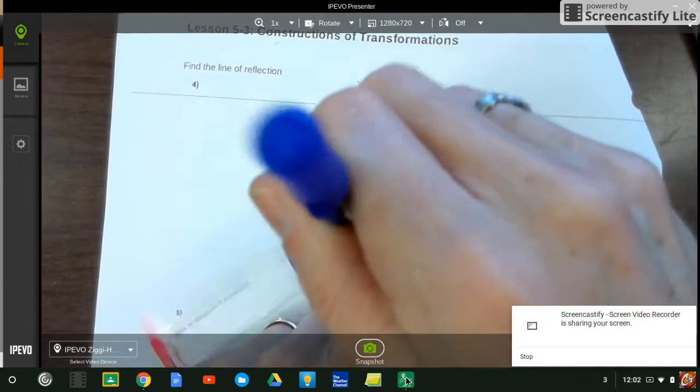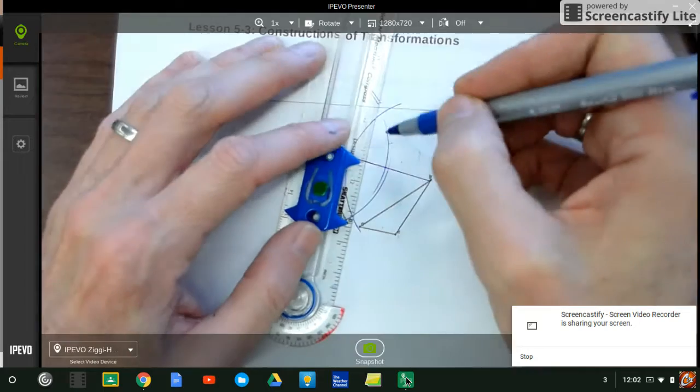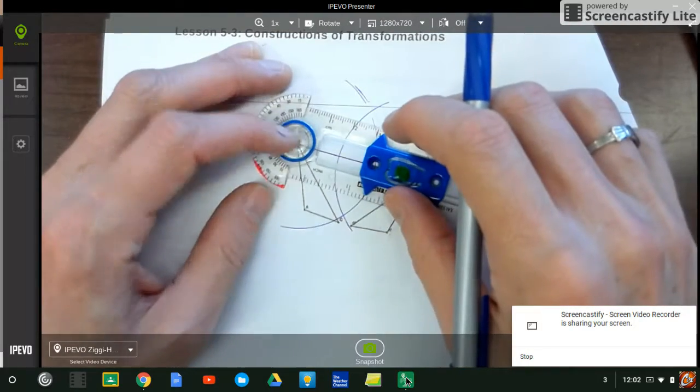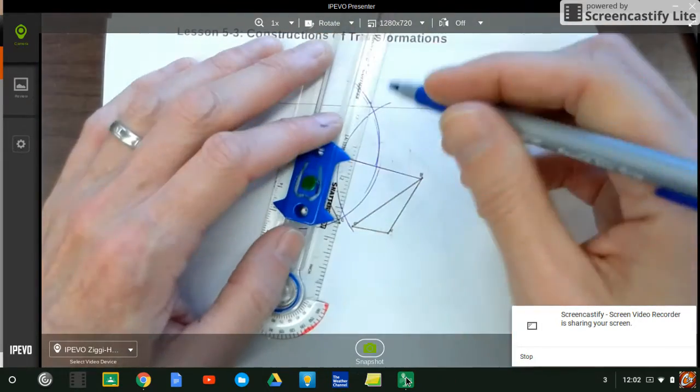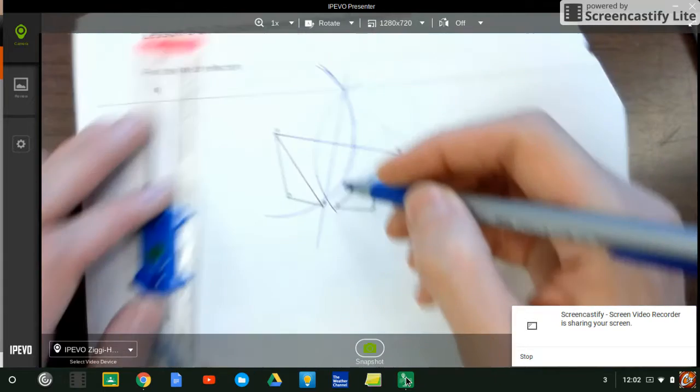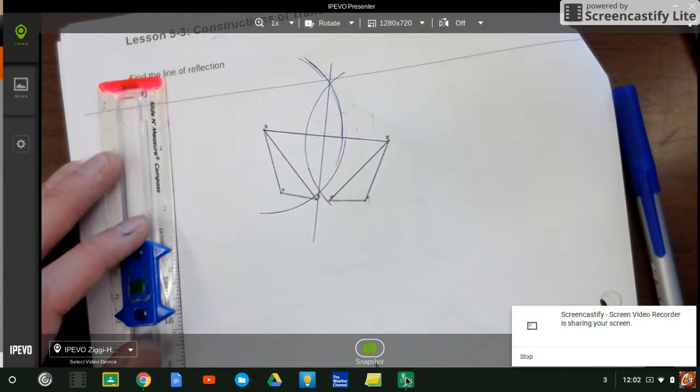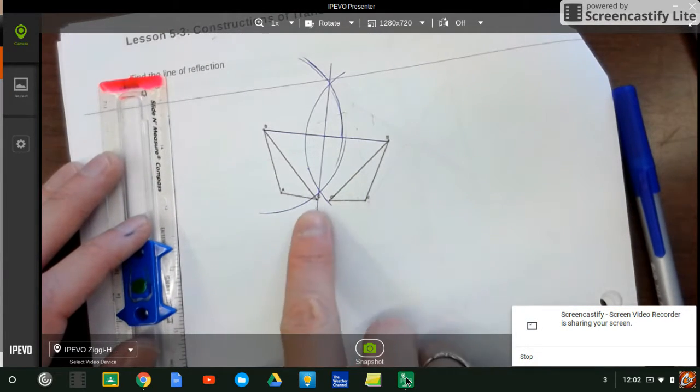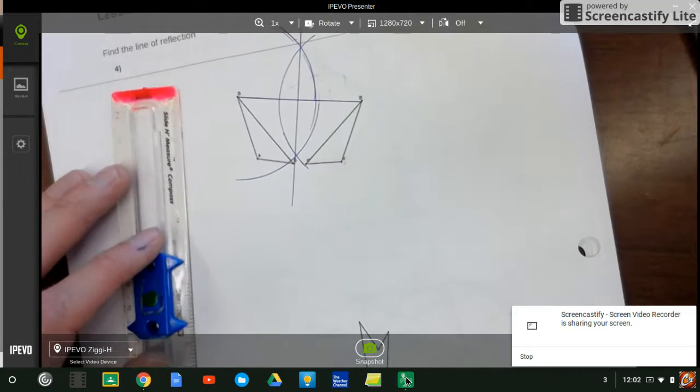Staple got in the way a little bit there. And then, well, that really got in the way because I can't see it. There we go. There's our perpendicular bisector. Now, the picture's not very good, so you can see I wasn't quite perfect on it, but it's close enough. Okay, let's try another one.